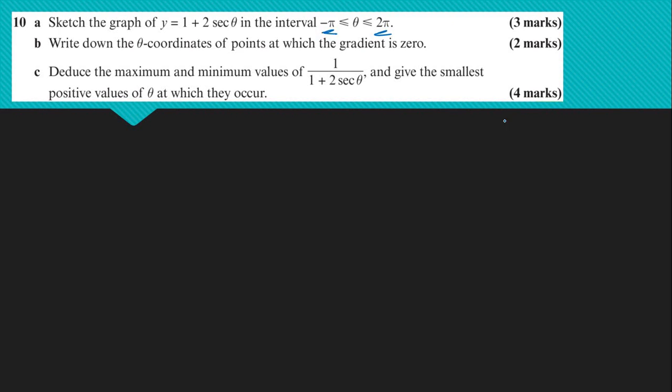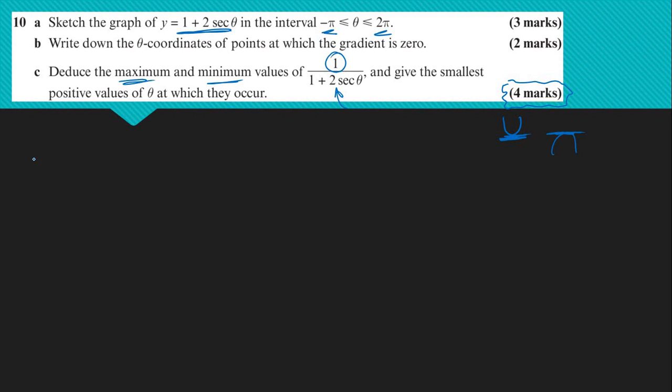Now, gradient of 0 is obviously going to be something that looks a bit like that, or something that looks a bit like that. And deduce maximum and minimum values of 1 over. Now, that's really important. You see that this is 1 over this. So we're going to mess around with this, find this thing out, and then use 1 over it, which is a bit interesting. It seems like that should be quite easy, but it's worth 4 marks, and so it's obviously going to be pretty tricky.